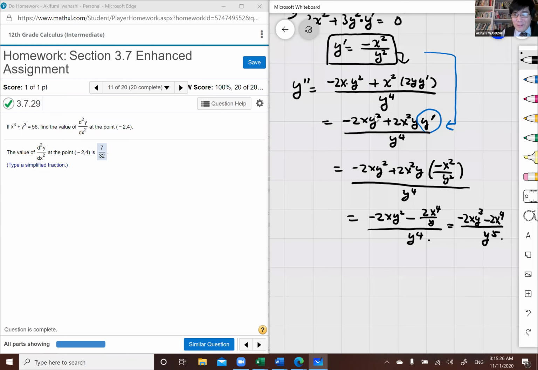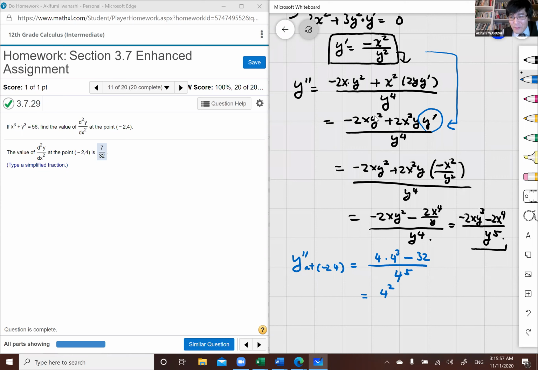So it's going to be minus 2 to the 32 over 4 to the power of 5. You can factor out 4 squared. So it's going to be 4 squared minus 2 over 4 to the 5th. Reduce 16, you're going to get 16 minus 2 over 64, which is 7 over 32. So the answer is 7 over 32.